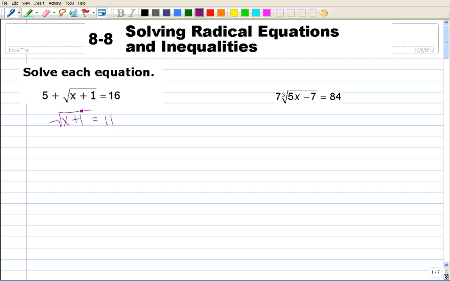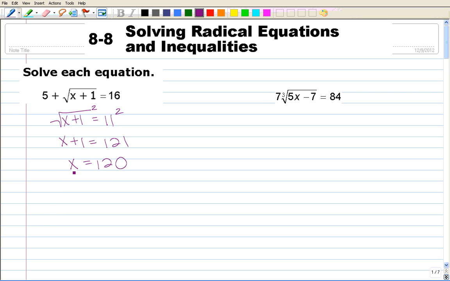To get rid of the square root, the index is 2 even though we don't have it written there. I will square both sides because the square root and the square will cancel out. So I'm left with x plus 1 equals 121. And then to get x by itself, we'll subtract 1 from both sides. So we get x equals 120.